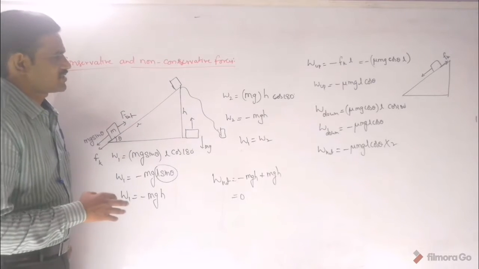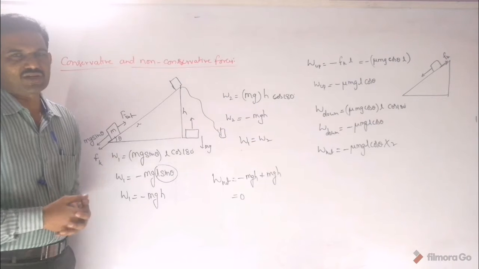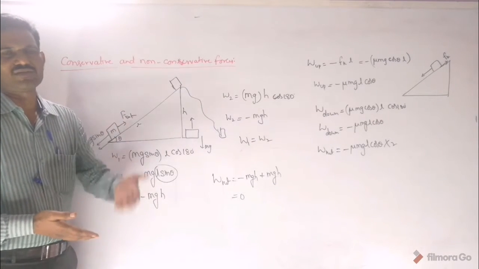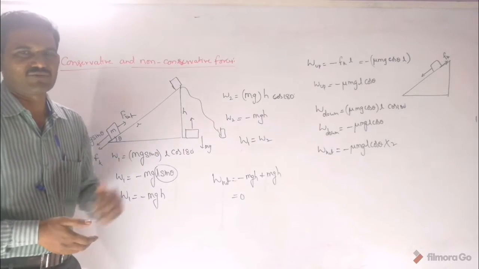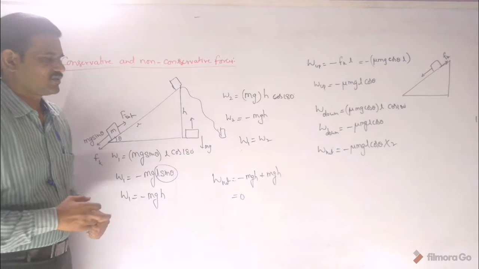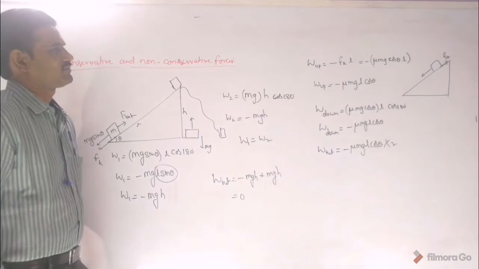Next, write this about non-conservative forces. Whether the work done by the gravitational force is positive or negative, simply you need to observe whether it is moving up or moving down. When it is moving up, work done is negative. When it is moving down, work done by the gravitational force is positive. Right? Next, non-conservative forces.